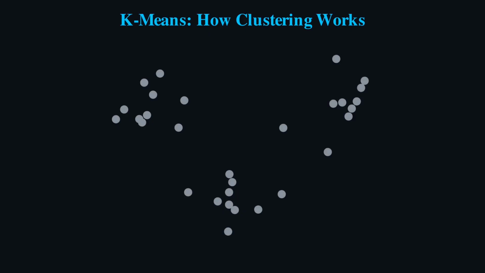The rule is simple. Points close together belong to the same cluster. Points far apart, different clusters. The machine measures similarity through distance. The most famous clustering algorithm is k-means. First, choose k, the number of clusters you expect.